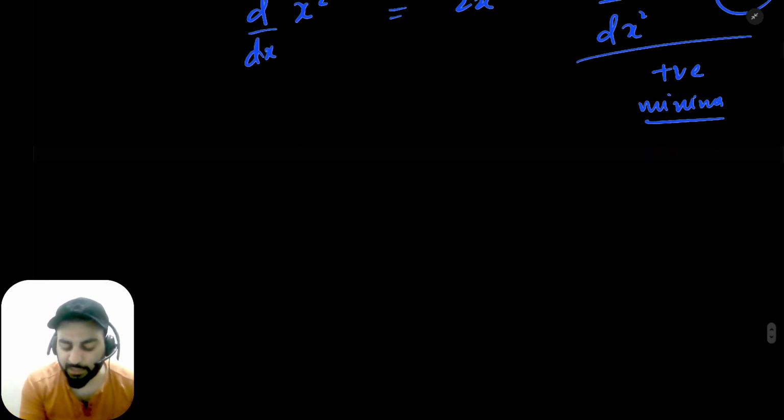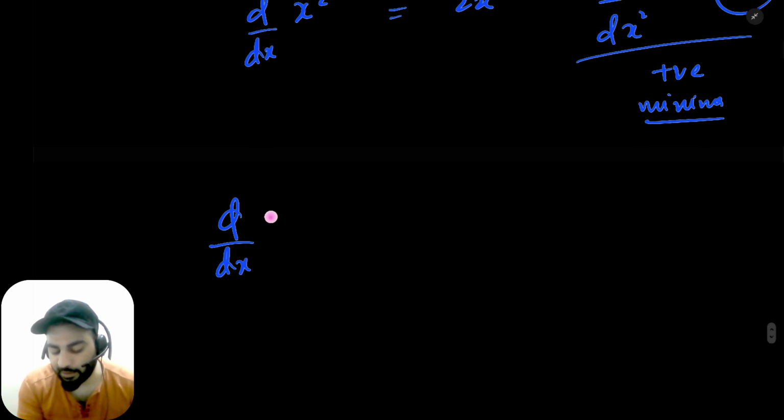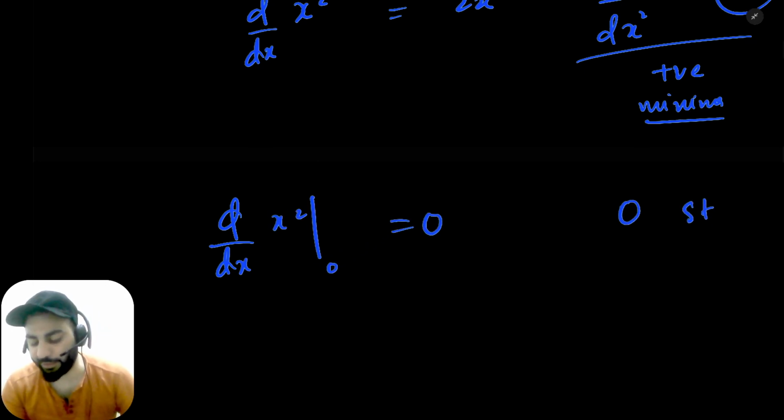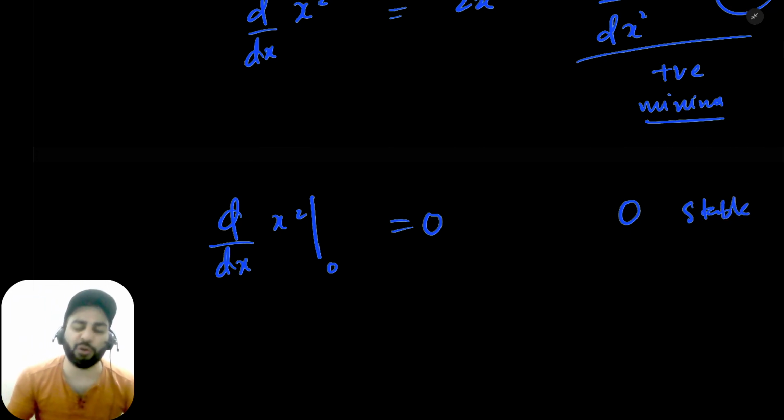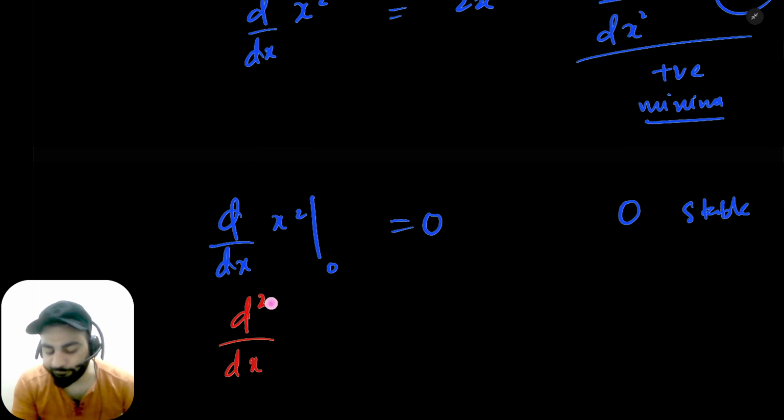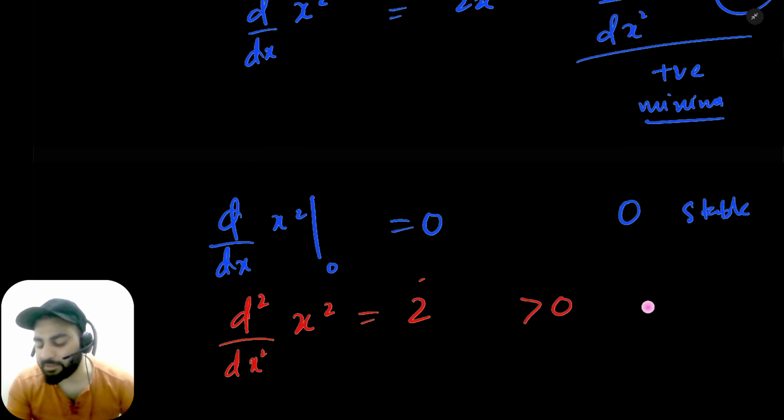So if I told you that d by dx of x square at x equal to 0 is equal to 0, that means the 0 point is some stable point. Now I want to see if it is a maxima or a minima. So what will you do? You will take the double derivative of x square. That will be equal to 2. This 2 is greater than 0. So that means it is a minima.